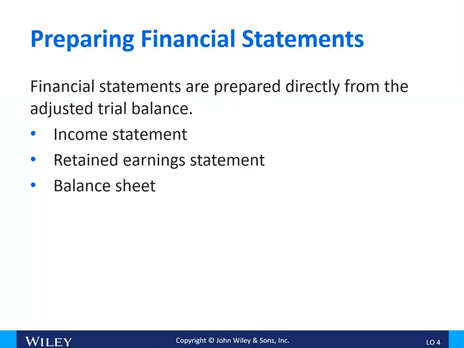Preparing the financial statements. Financial statements that are prepared directly from the adjusted trial balance are the income statement, the retained earnings statement, and the balance sheet. Okay. Chapter 12, the last chapter, we talk about the cash flow statement and how we prepare that. That's the fourth financial statement we talk about in this class, but that is not prepared directly from the adjusted trial balance. Some more intricacies that we have to go through and an analysis we do to prepare that, so we put that in a separate chapter.